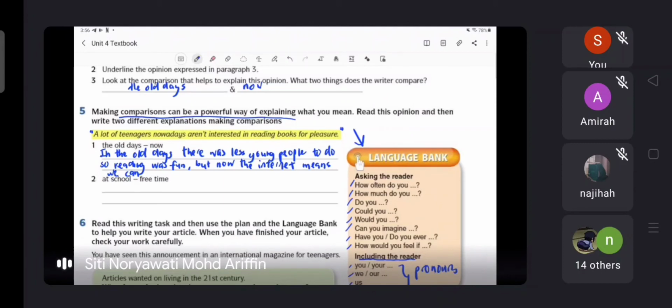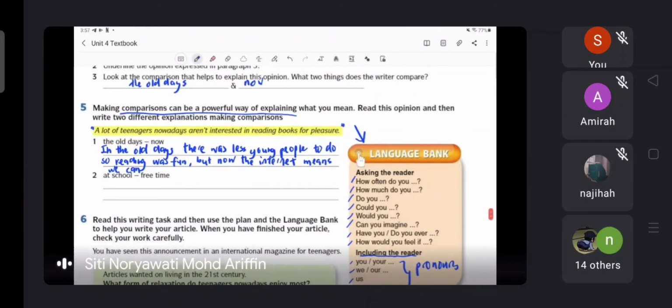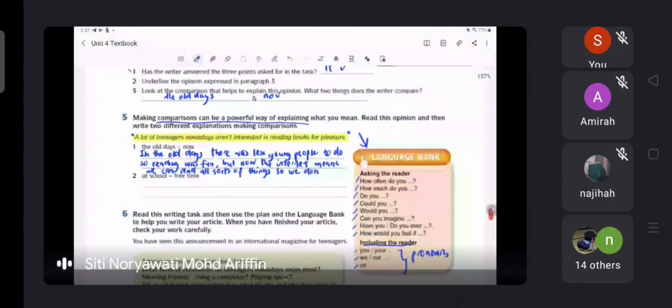They can read all sorts of things. It can be a graphic novel. What else can you read? Articles not only from Malaysia. You can read articles from the UK. Okay, you can read articles from Korea. Okay, so but now the internet means we can read, because now the theme is reading. We can read all sorts of things. So we don't, going back to the first point, don't need books so much anymore. That's how you see the comparison in the old days and now.